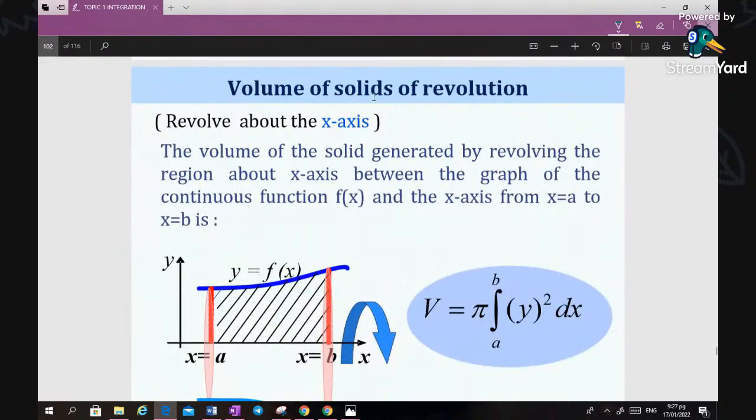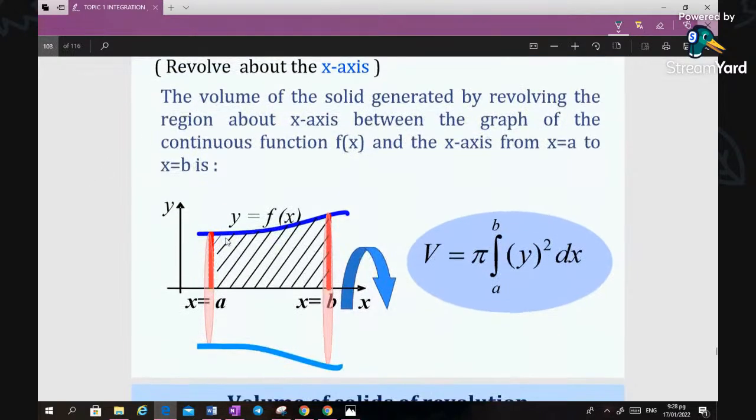So to find the volume of solid of revolution, we have two cases. The first one is where we revolve about the x-axis. As you can see from this line over here, the blue one, if we rotate the curve about the x-axis, from A to B, the volume is pi integral of A to B y squared dx. So we need to know what the function is over here and just plug it into the formula.